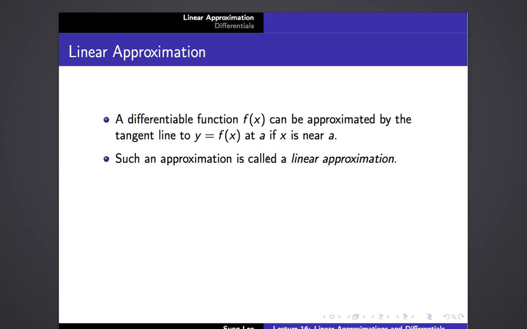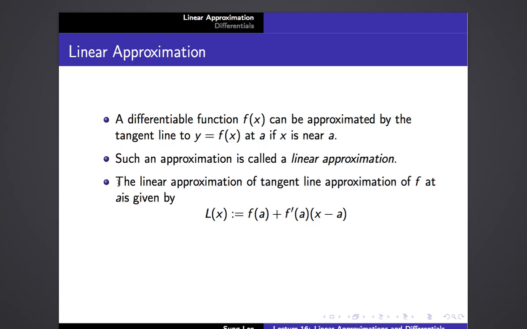Such an approximation is called a linear approximation, obviously, because we are using a line, especially a tangent line, to approximate the given quantity. Oh, yeah, this is a typo. The linear approximation, or tangent line approximation, of f at a is given by the following formula. I'll fix this typo later on. So how do you get this?